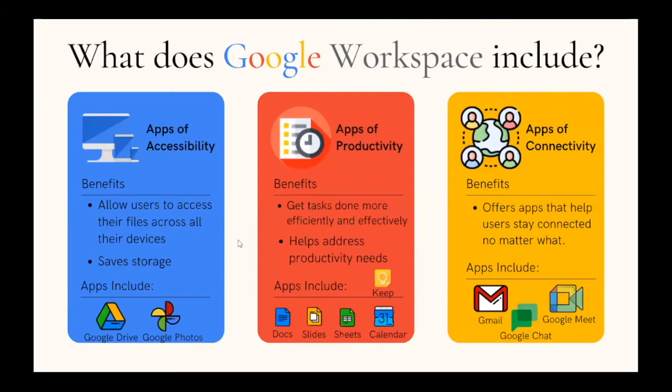We also have apps of productivity, which help users get tasks done more efficiently and more effectively. They also help address any productivity needs. This includes Google Keep, Docs, Slides, Google Sheets, and Google Calendar. Then we have apps of connectivity. So Google basically offers apps that help users stay connected no matter what. What they offer is Gmail, Google Chat, and Google Meet.